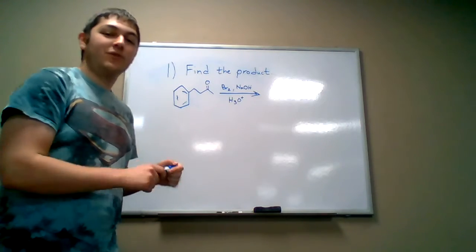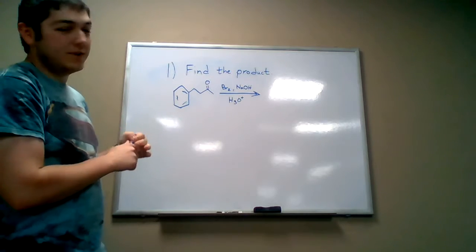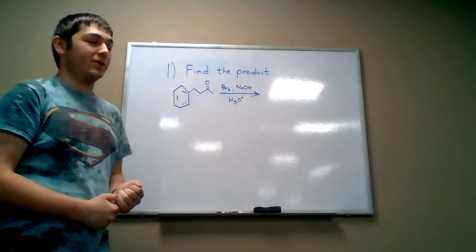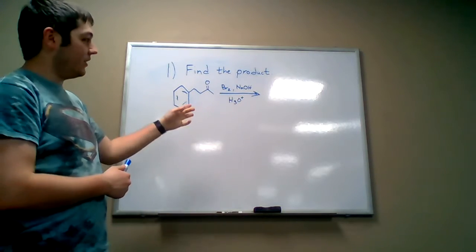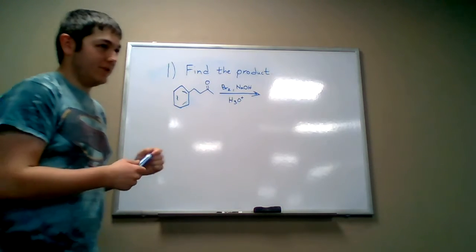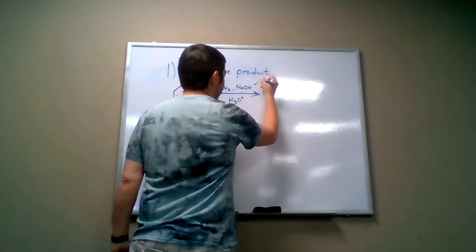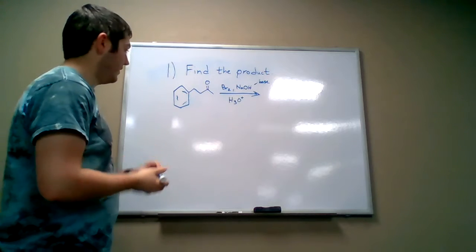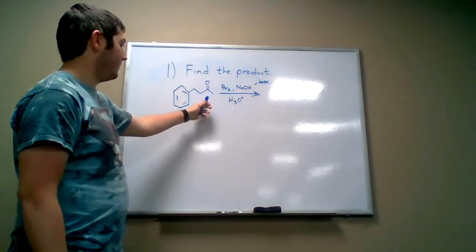All right, so for our first problem here, we're asked to find the product, and note that it doesn't say to write out the mechanism, so I won't do that for this one. Our reactants are Br2, NaOH, and H3O+. And as you already know, NaOH is going to act as a base. I'm just going to write that up here. So that's going to steal one of the hydrogens here next to the carbonyl group.